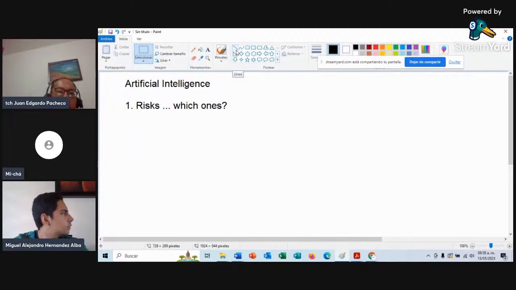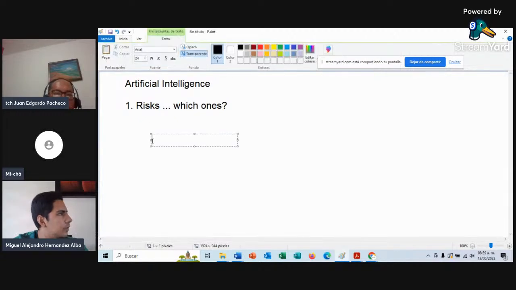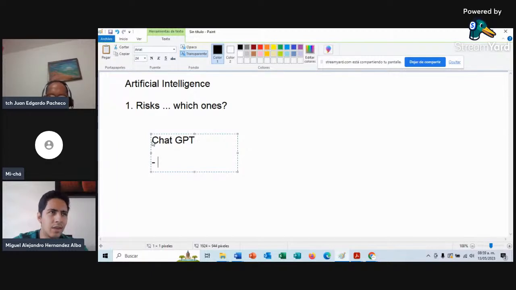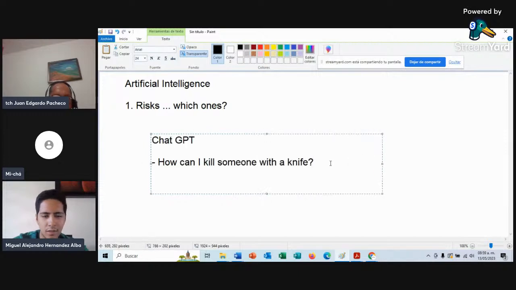Which are the risks? For example, with ChatGPT, I know this from my own experience because I was curious and I asked something that is really bad. I don't remember exactly what the question was, but it was like how can you kill someone with a knife? And it gives me a warning that if I ask something again related to that, they're going to suspend my account. So ChatGPT doesn't give you information of those types of things.